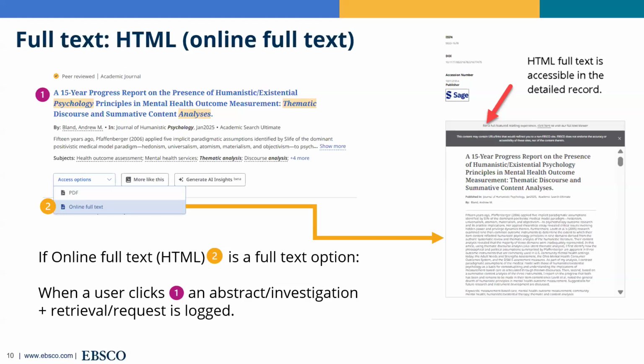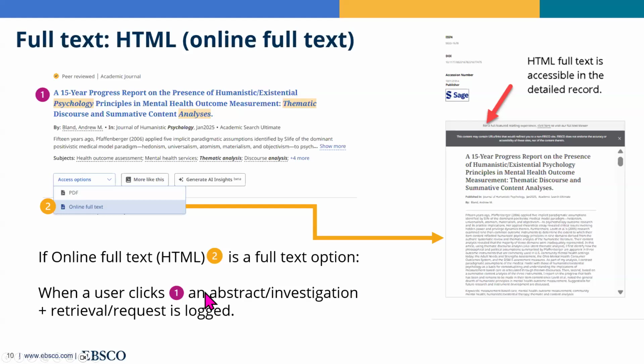So I'm going to show you what this looks like so you're aware of it. Essentially, if the user searches and online full text is available as an access option, or the full text is provided by the publisher, and the user clicks on the title link to access the detailed record, right at the bottom of the screen, the full text is embedded. And so when they click that link, they are logging an abstract or investigation as well as your retrieval. So just bear that in mind as well.